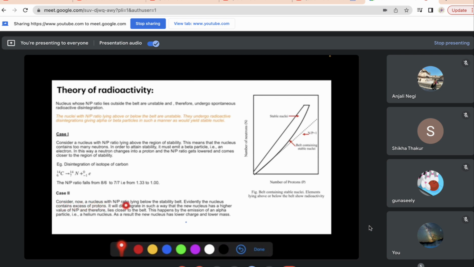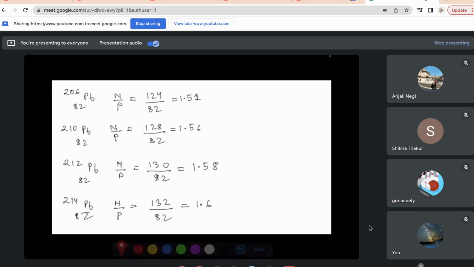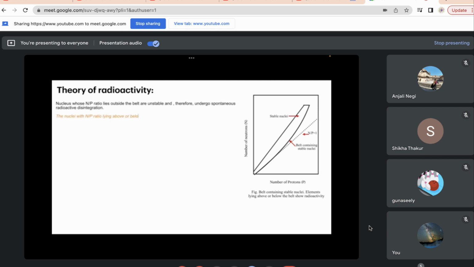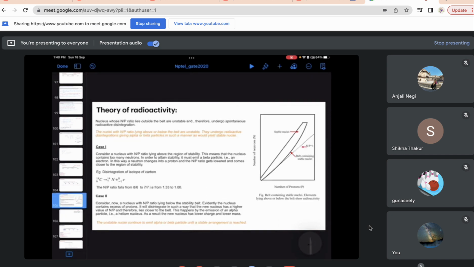And in case number two, the N upon P ratio lies below the stability belt, and evidently the nucleus contains an excess of protons here. So it will disintegrate in such a way that the new nucleus has a higher value of N upon P, and therefore it can come closer to the belt. This happens by the emission of an alpha particle, that is a helium nucleus. As a result, the new nucleus has lower charge and lower mass. So the unstable nuclei continue to emit alpha or beta particles until a stable arrangement is reached.